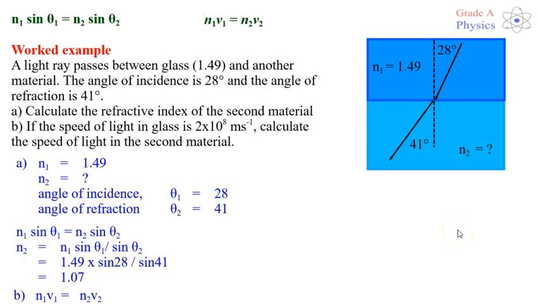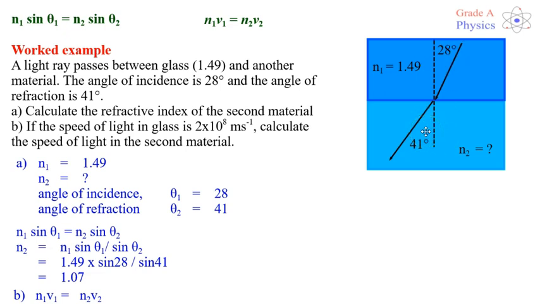Right, so let's look at this worked example. So we've got two materials, glass and some other material, which we don't know what it is. So it's always worthwhile doing a little sketch. So N1 is our first material, 1.49. N2 is the unknown. We're going to have to find that in part A. And we're told the angle of incidence is 28, the angle of refraction is 41.